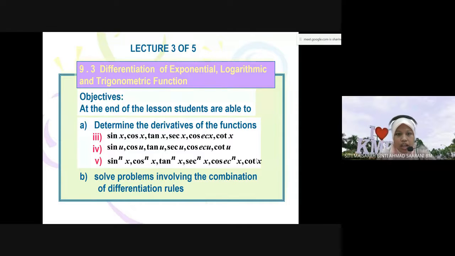And sin x to the power of n, cos x to the power of n, tan x to the power of n, secant x to the power of n, cosecant x to the power of n, and cotangent x to the power of n. And then solve problems involving the combination of differentiation rules. This is the objective of this lecture 3.